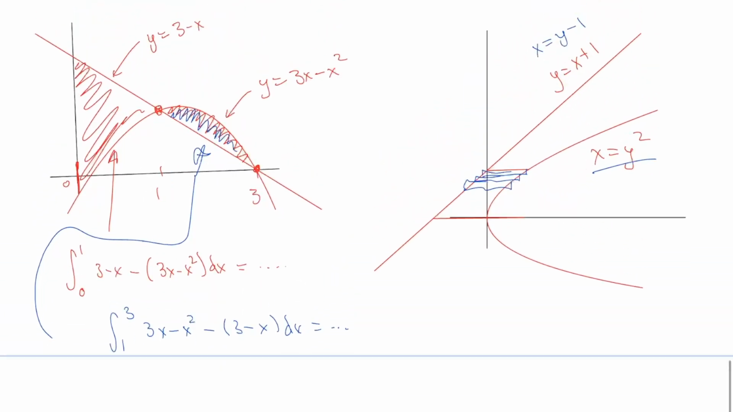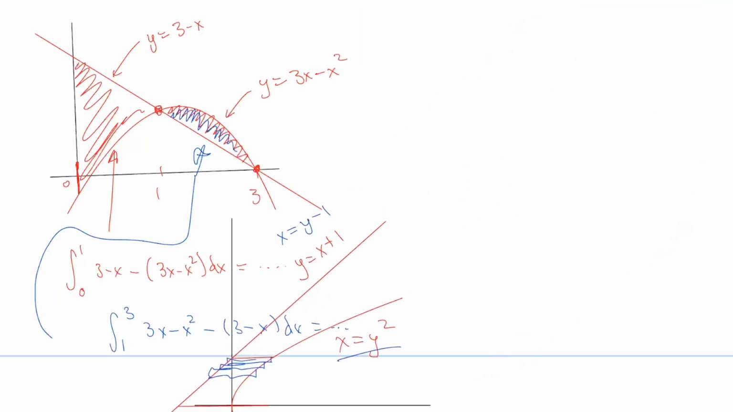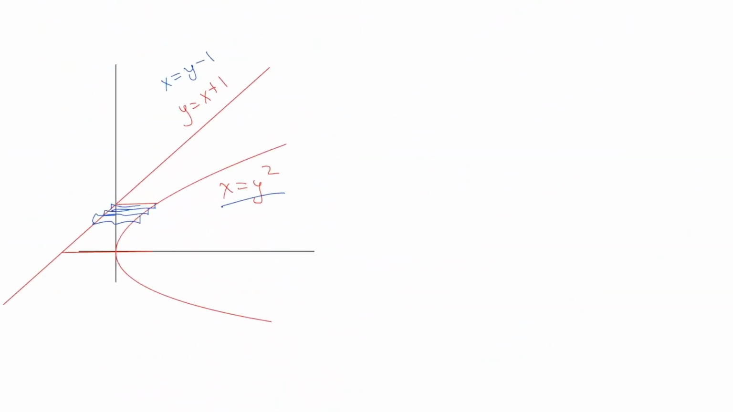So maybe I'll move this guy down. You can just immediately set up the integral. Integral from something to something of the bigger minus the smaller. That's how we always do this. Can anybody say in this example what's the bigger and what's the smaller?